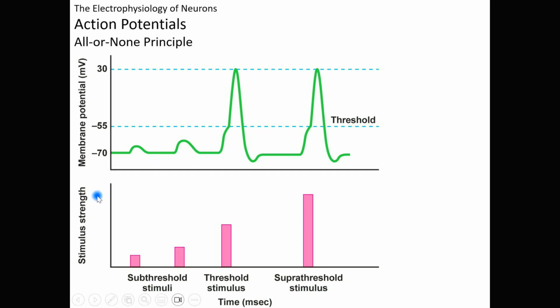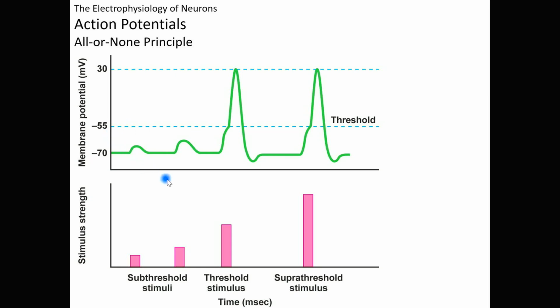So on the bottom graph, they're showing us the stimulus strength, and on the upper plot here, the membrane potential that results. And so you can see here that this stimulus is described as a subthreshold stimulus because even though it caused a little bit of a depolarization, you can see it did not get us anywhere near the threshold potential, so no action potential occurred in response. The second stimulus here is a little bit stronger, but again, still a subthreshold stimulus, does not get us anywhere near the threshold, so no action potential occurs.